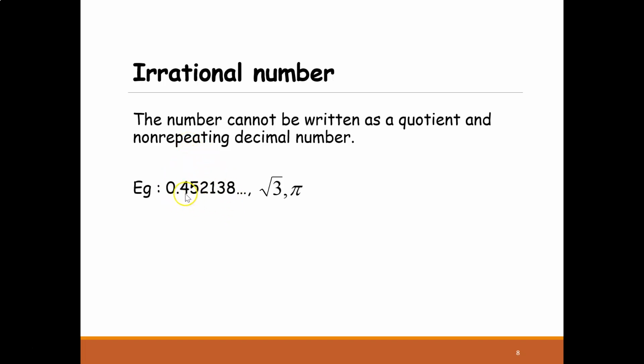For example, like this one, we have 0.452138. Is there any repeating numbers at the end? No. There is different number. Tidak ada nombor yang berulang. So this one we call it as irrational numbers. And also cannot be written as a quotient. Tidak boleh ditulis dalam bentuk pecahan. So you will have like this, square root of 3, punca kuasa 3, and also pi. So all these are the irrational numbers.